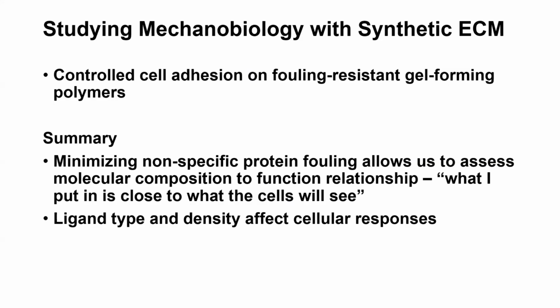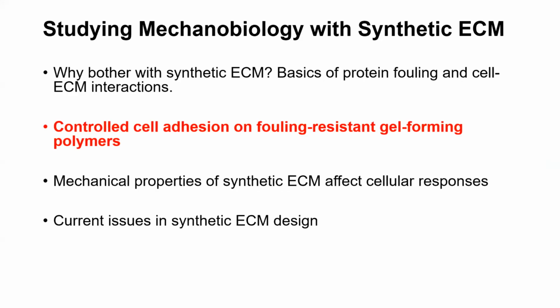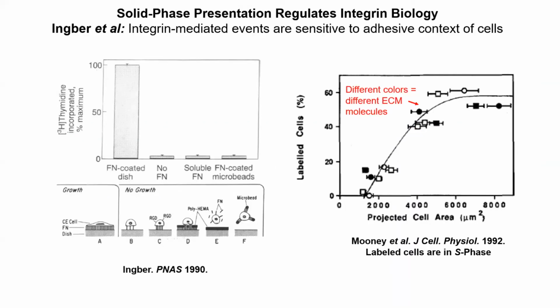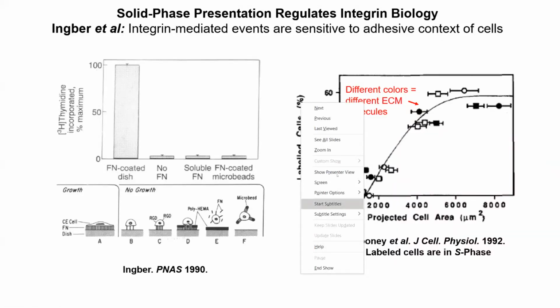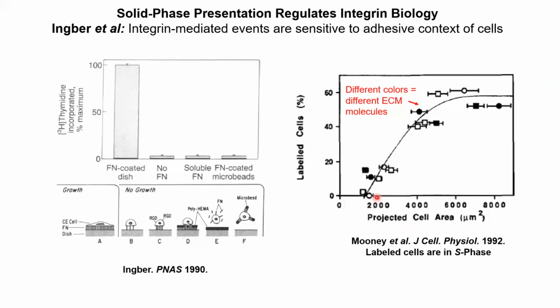This is a mechanobiology lecture series after all. So mechanical properties of the synthetic ECM affect cells. And again, starting with some historical work, this is seminal work by Don Ingber. This is work by Dave Mooney. What this work by Don Ingber shows is that to have cells respond properly to fibronectin, it doesn't just matter that the fibronectin is available to engage receptors.